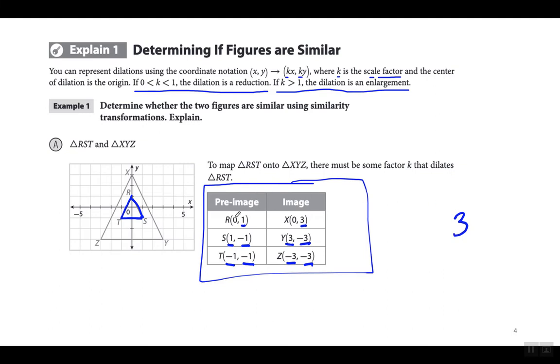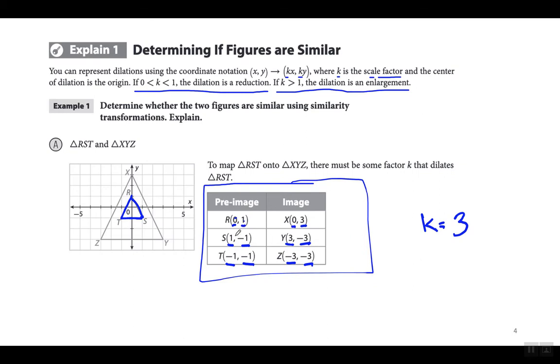And over here, 0 times 3 equals 0, because 0 times anything is 0. So with the zeros, you can't really tell what the scale factor is. But with every other number, if you look at the corresponding number from the pre-image to the image, they're all being multiplied by 3. So the scale factor is 3. K equals 3. I hope you realize that because, again, that's simple.